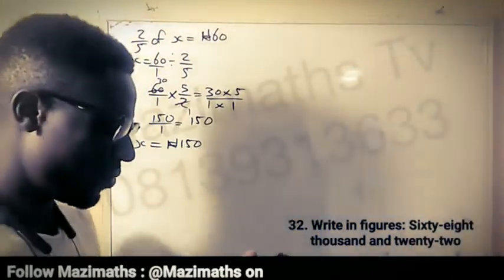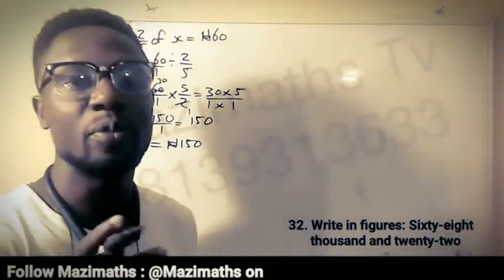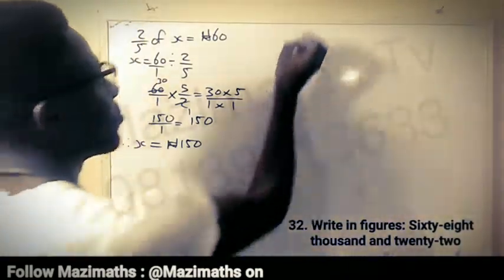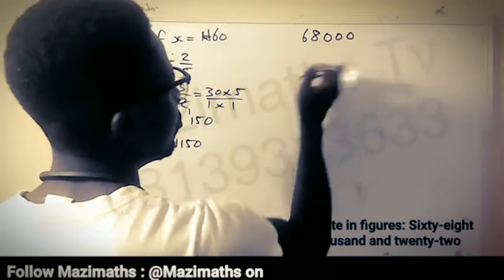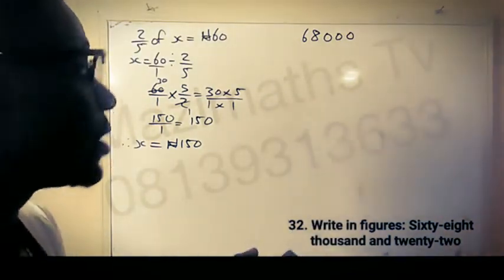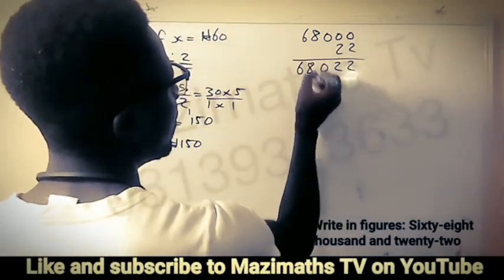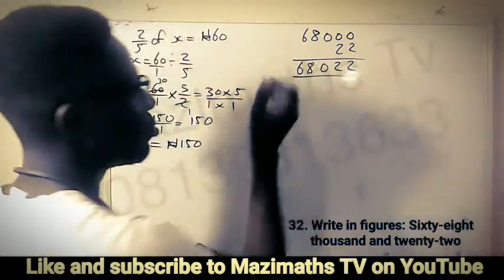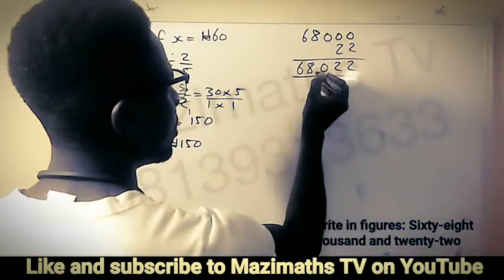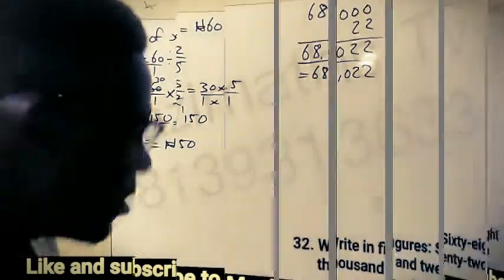Question number 32. Write in figure sixty-eight thousand and twenty-two. When you are writing words in figures, just follow the way you pronounce the words. You write out the numbers the way you pronounce the words. Write in figure 68,000. This is 68,000, with 3 zeros after the number to make it thousands. Then 22, add it together. I have 68022. Okay, so put a comma. To put a comma, to differentiate the thousands from the rest, you need to count 3 starting from the last number, counting backward: 1, 2, 3, comma. So this is 68,022. Okay, so that is that.